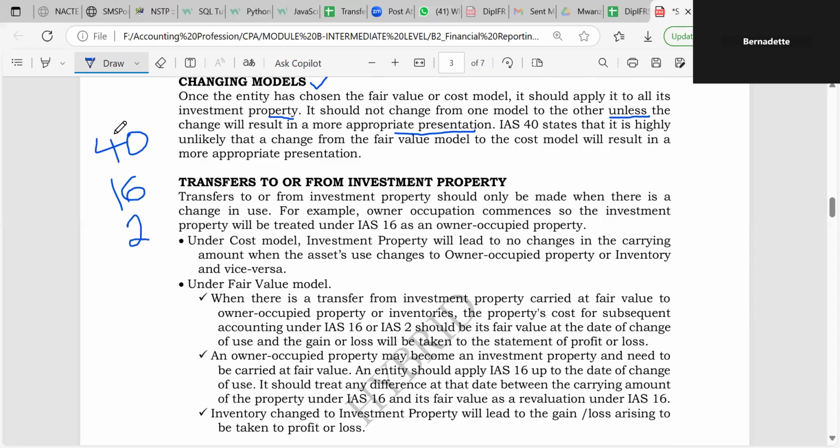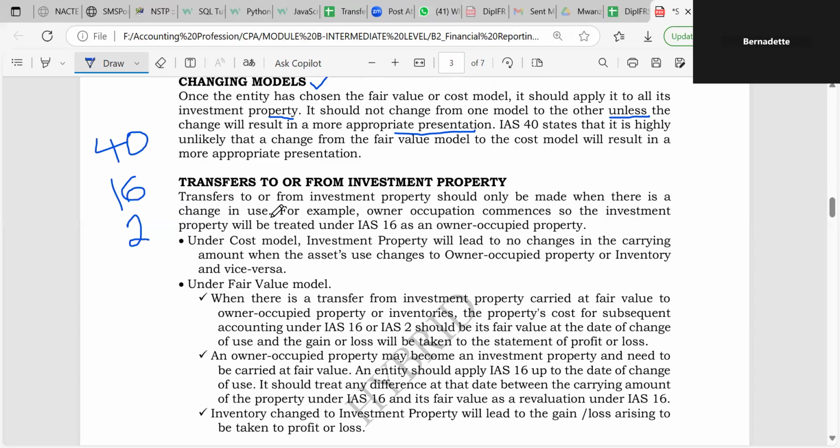So something that was once an investment property may decide, okay, now it's unoccupied. Maybe the tenants have left, they have decided to stay myself. It's now unoccupied. I, as a company, we as a company have decided to stay ourselves. So it's no longer an investment property. I now have to apply PPE, IAS 16. So it really depends on the situation.